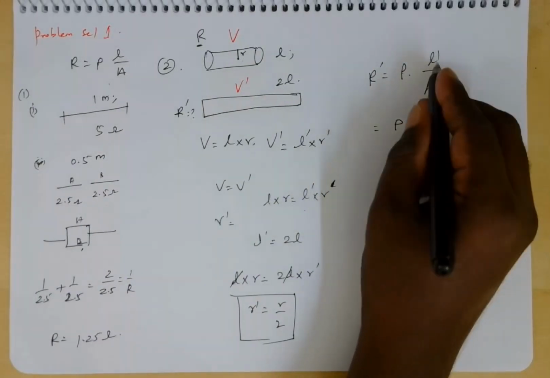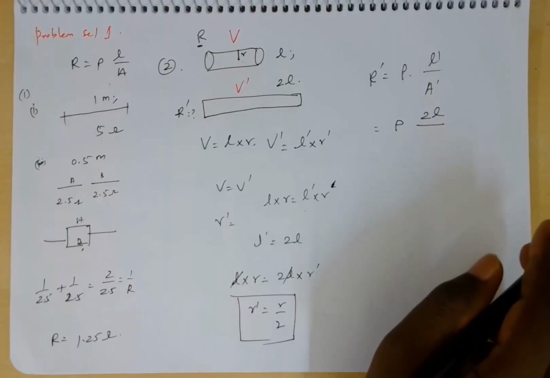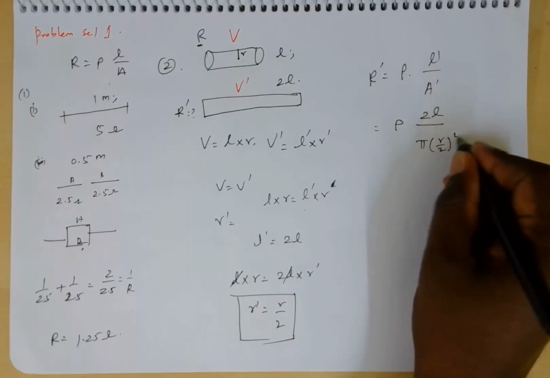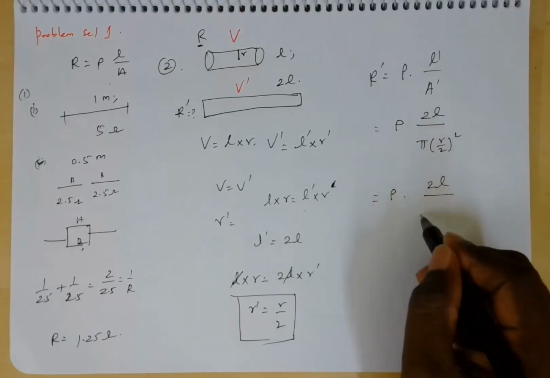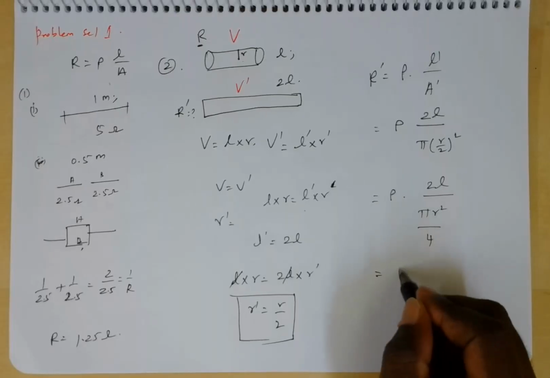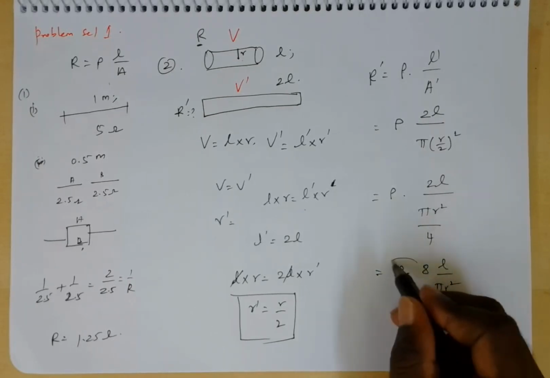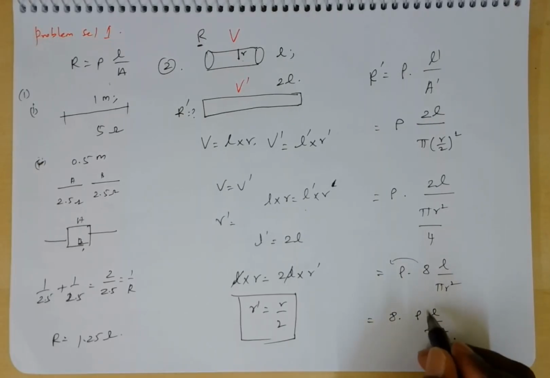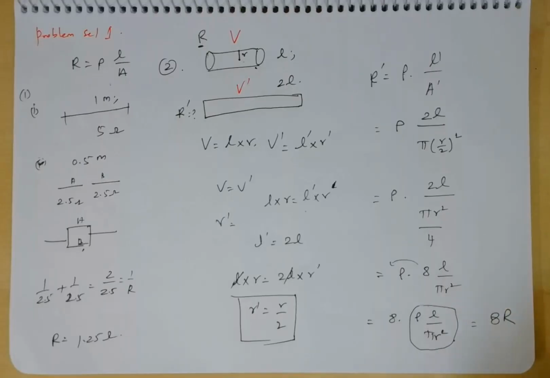So now I'm going to write rho. Instead of L dash, I'm going to write 2L. Instead of A dash, what will you write? Pi into the radius squared, so it will be rho into 2L divided by pi R square divided by 4. This 4 will go into the numerator: rho into 4 into 2, 8 L by pi R square. If I take this 8 out, 8 into rho L divided by pi R square. This is just the resistance of the first guy, so you will have 8 times the resistance of the first.